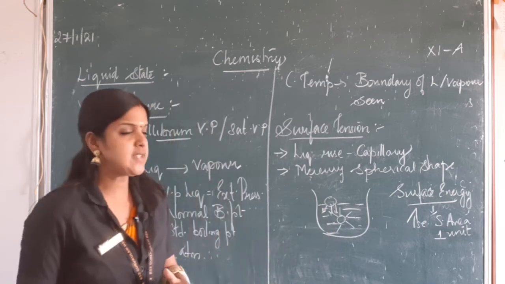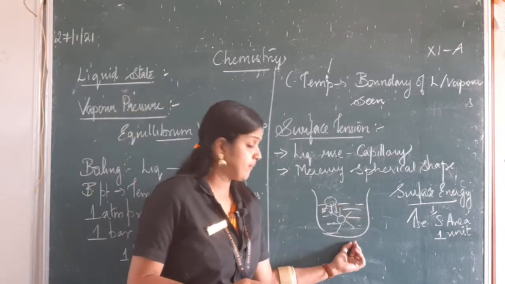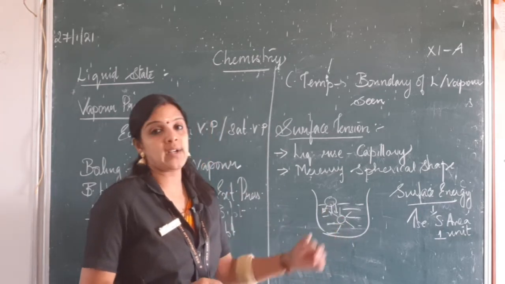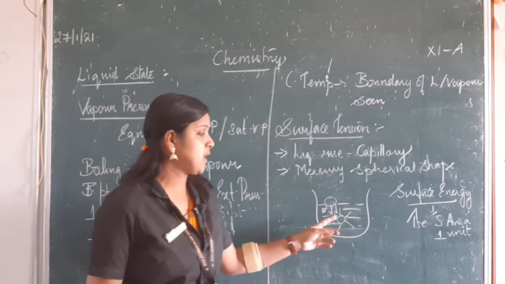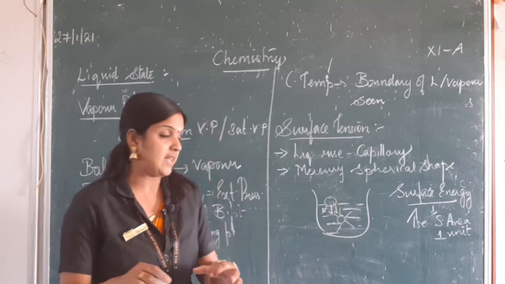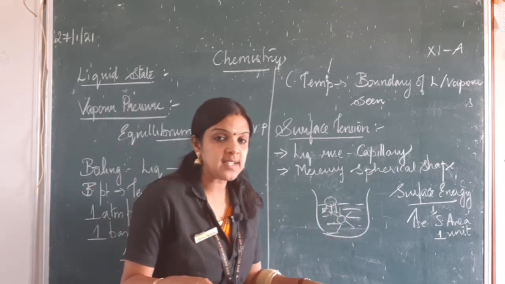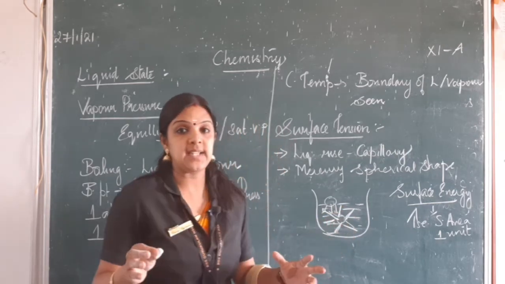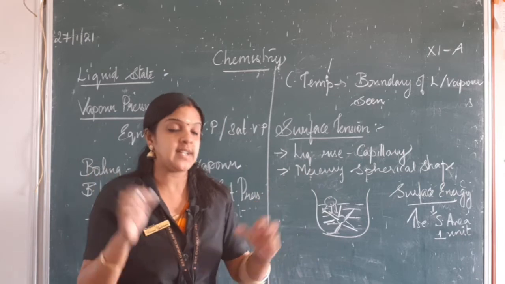Now what is surface tension? You have a beaker, a container where there is water present inside. Molecules are at the surface level and also in the bulk, which is inside. Now when a molecule is inside the bulk, there is attraction taking place from all the sides. From all sides there is an intermolecular attraction.